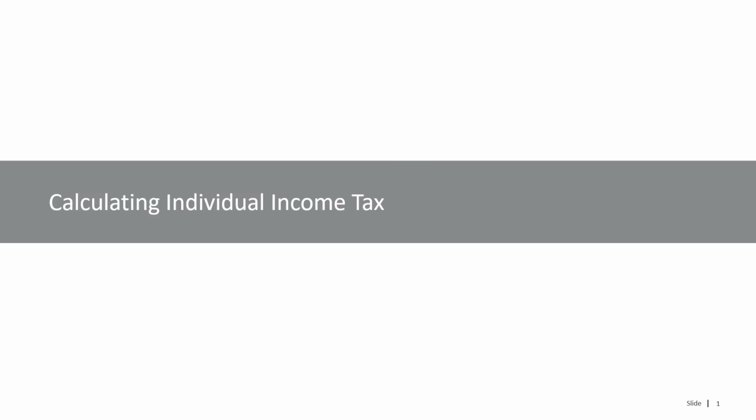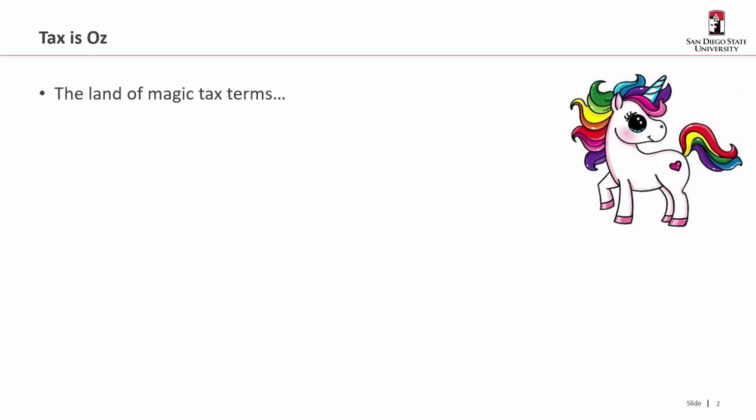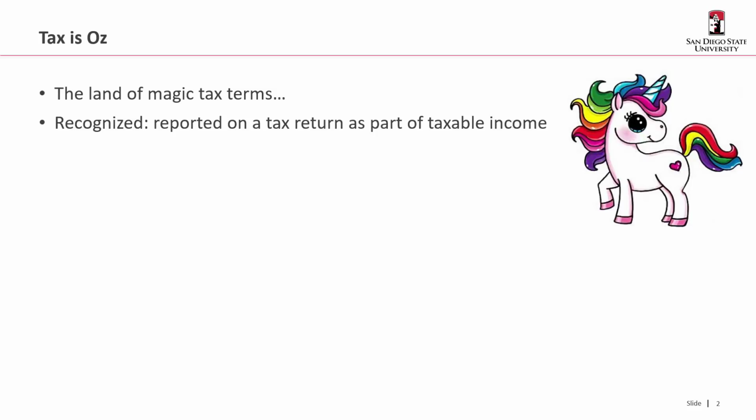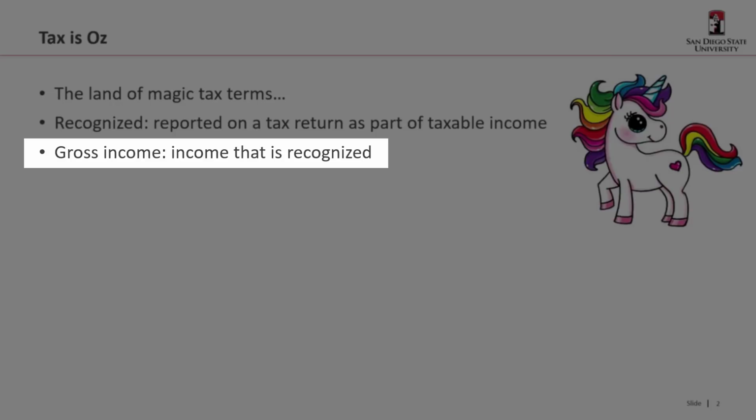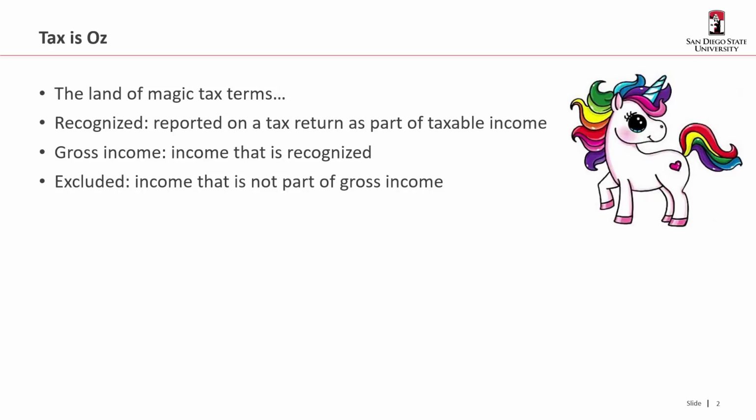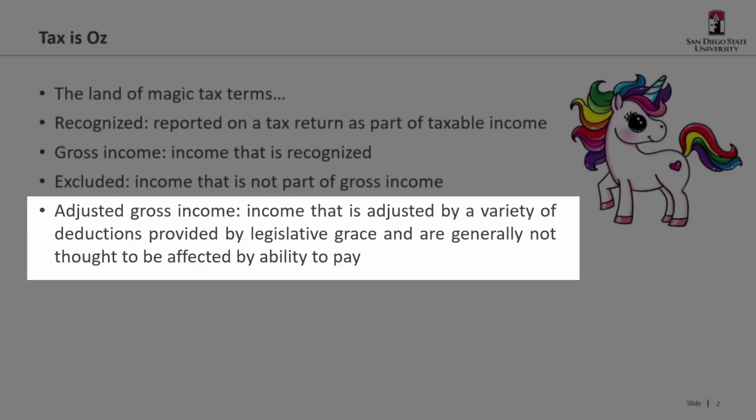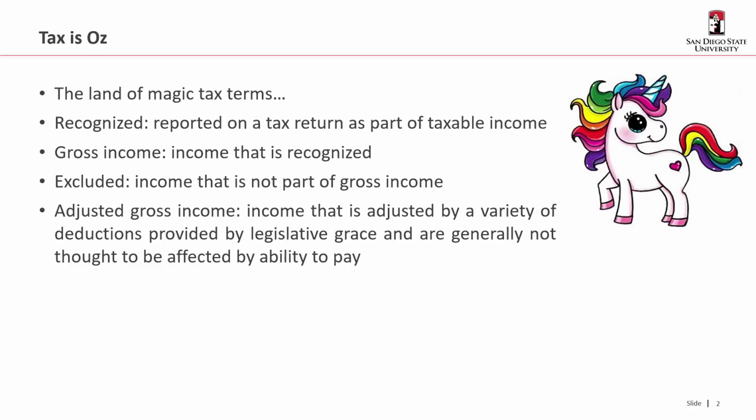All right, let's start with calculating individual income tax. So we're going to start with a few terms. Recognized means that we've taken that item, that transaction, and we have reported it on a tax return as part of taxable income. Gross income is income that is recognized. Excluded income is income that is not part of gross income, so it's been excluded for some reason. Adjusted gross income is income that's been adjusted by a variety of deductions that are provided by legislative grace and are generally not thought to be affected by ability to pay.